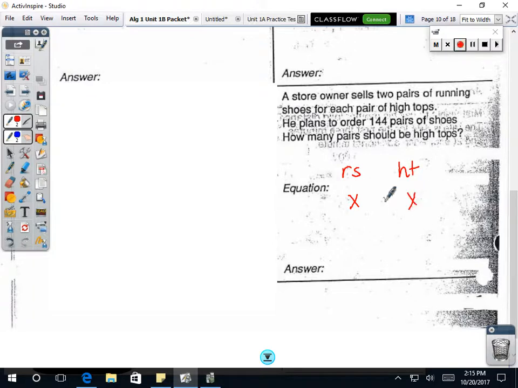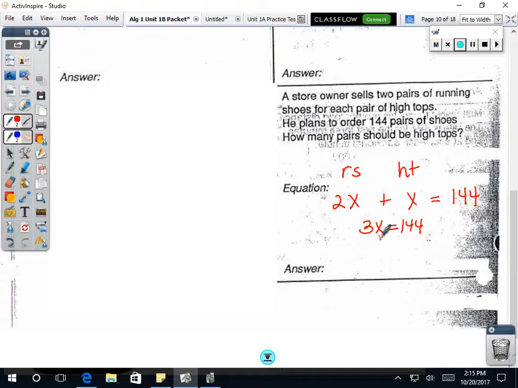No. But what we do know is if you add together both types of shoes, it will add up to how many pairs? 144. And then the first statement told us what? Twice as many running shoes as high tops. How can we represent that in the equation? 2x. You multiply however many high tops you're selling by 2. Okay? So now that would become what? 3x.